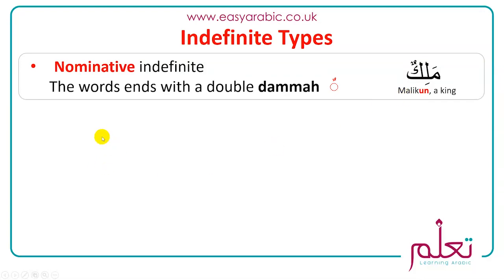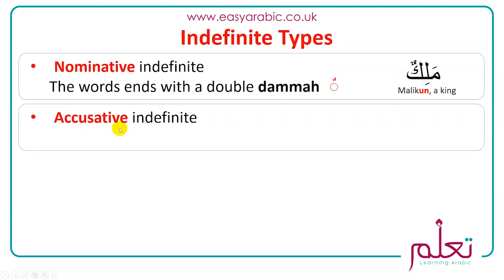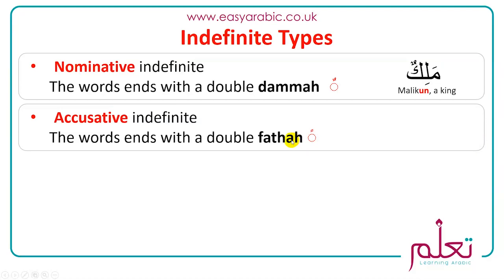The next one is accusative indefinite. When it's accusative, then the word ends with a double fatha. If we look at an example, it's malikan, so the two fathas there add the an sound. So malikan. So we refer to the king as an object.